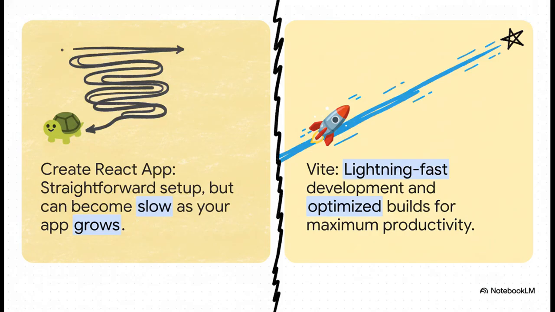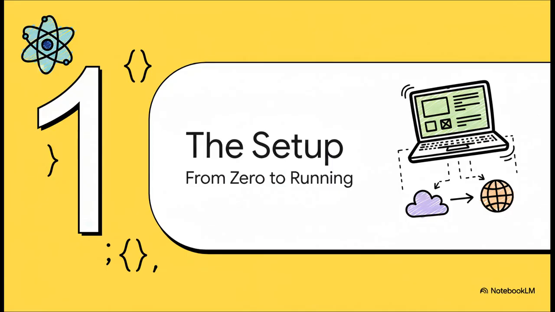Okay, first things first, you gotta pick your tools. For a long time, everyone used Create React App, and it was great, but it could get really slow, especially as your project got bigger. The new way, and the way we're doing it, is with Vite. It's a total game changer because your development server starts up almost instantly and stays fast, no matter how huge your app gets. It just means a lot less waiting around and a lot more coding. All right, let's dive in and get our hands dirty.